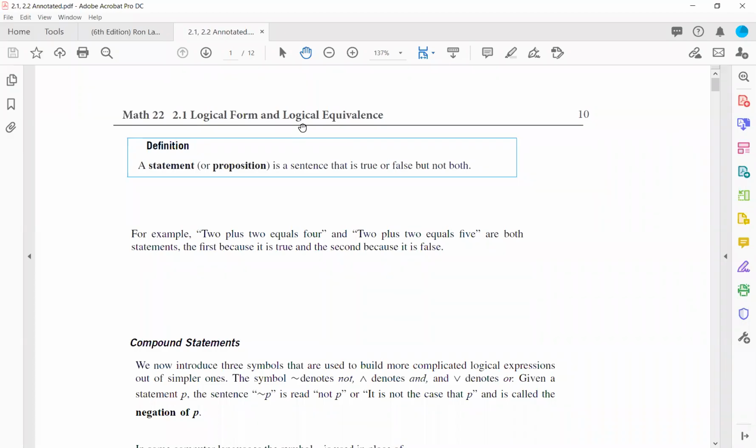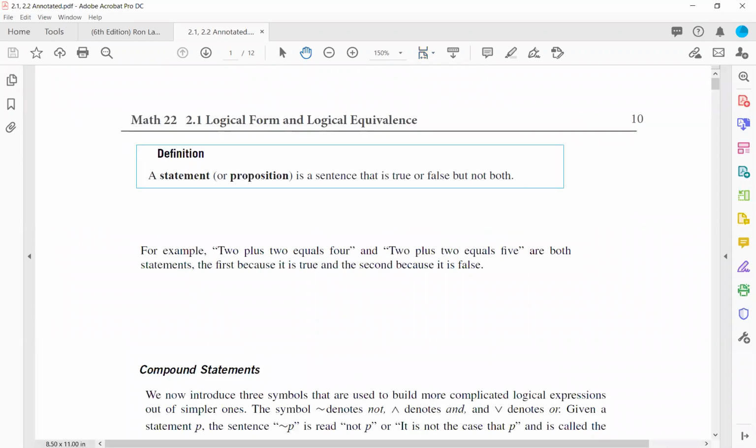Very well, we're going to begin talking about logic, how to connect logical statements, and more. We are on chapter 2, section 2.1, logical form and logical equivalence.